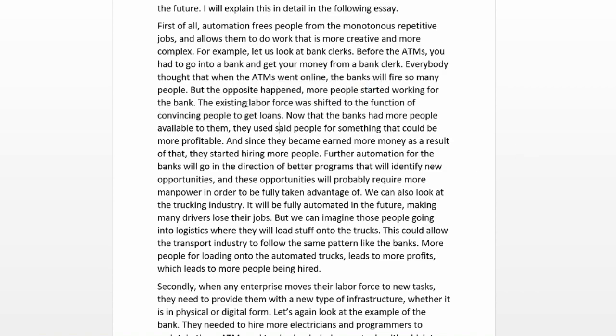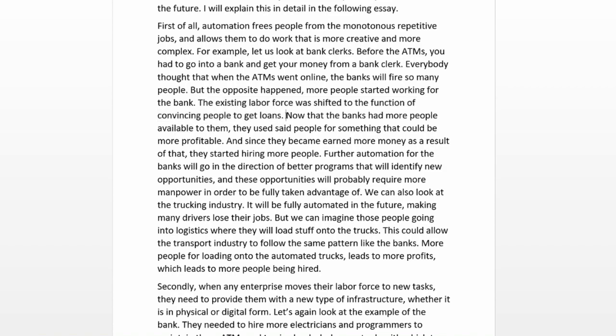Now here I use the phrase labor force, and before I used the word people. The reason why you should change your words to refer to the same thing is because you cannot always say workers, workers, workers. You can repeat one word or one phrase two times, but you should really use synonyms to show that you have a good vocabulary and that your command of your vocabulary is good. So I basically state that the existing labor force was shifted to the function of convincing people to get loans.